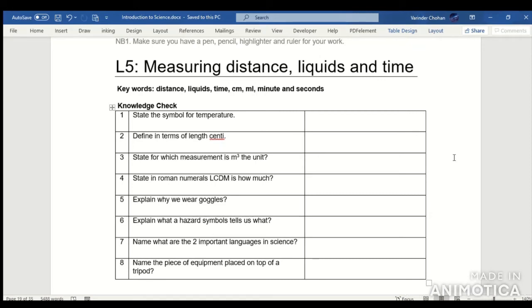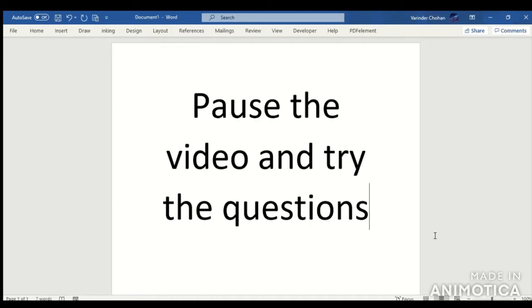Lesson number 5, measuring distance, liquids and time. Keywords are distance, liquids, time, centimetre, milliliter, minute and seconds. Have a go at the first knowledge check, then come back and check your answers.